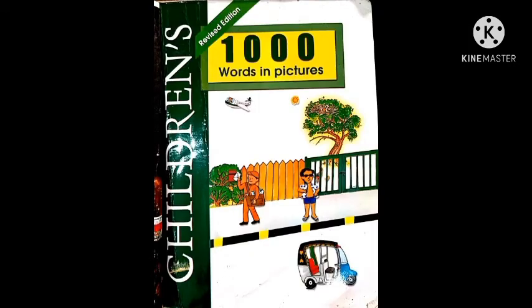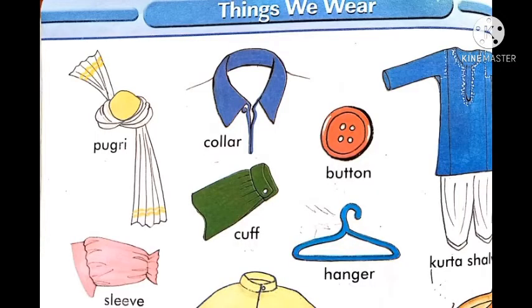Now it's time to recognize 1000 picture book. Take out your 1000 picture book and open page number 10. Here we have to learn first half page in first 5 days. Things we wear. First is pagdi. Next picture is collar. Next is button.